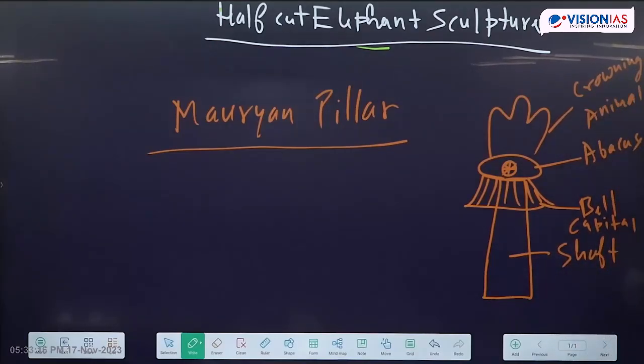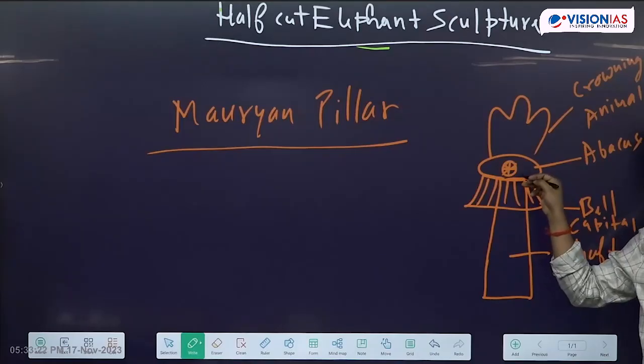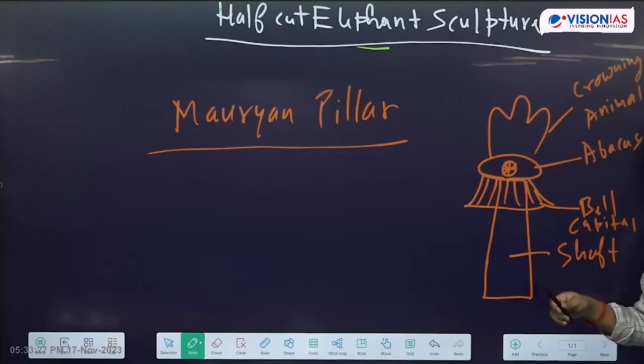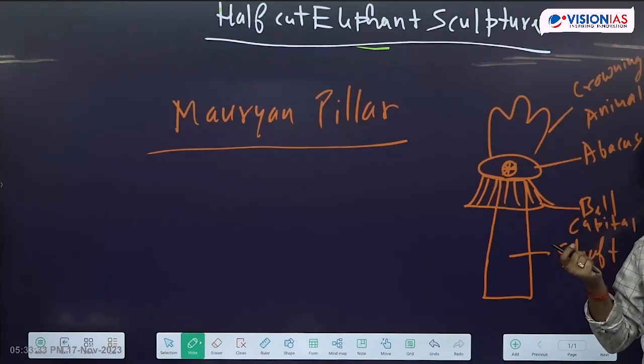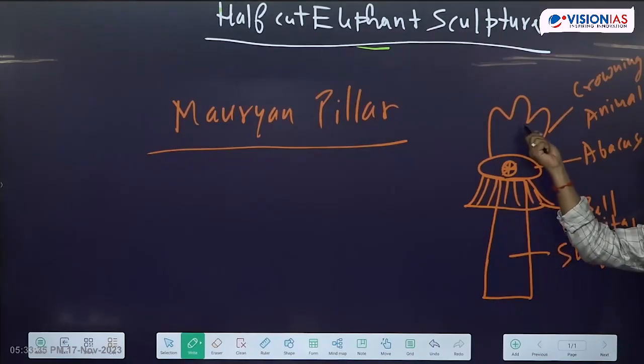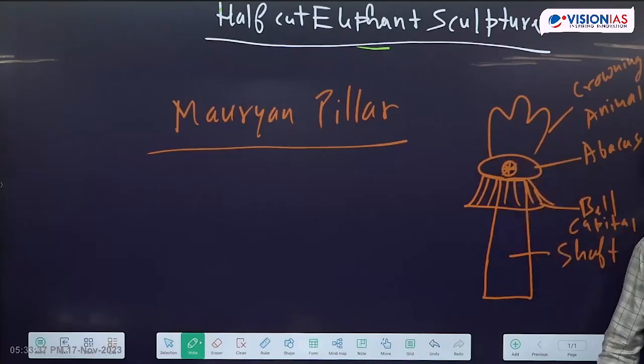But there can be some differences also, okay? What are the differences? The names of the parts would be the same, but this abacus part, in some places it is rectangular, in some places it is circular, so the shape is changing, okay? And generally in the majority of the Mauryan pillars, the bell capital was there, but in some places it is also changing. And at the top also, from place to place, the animal will also change. So in examples, we'll be writing some of the prominent examples where different animals are there at the top. So this is how it looked.